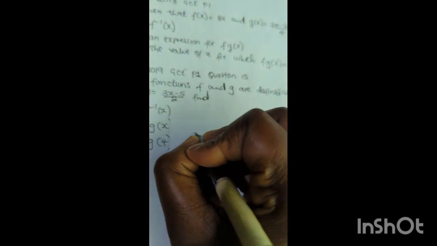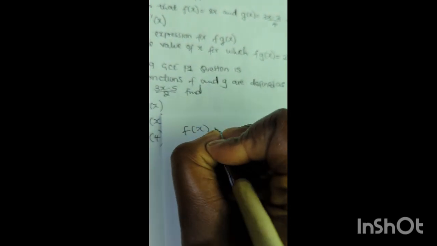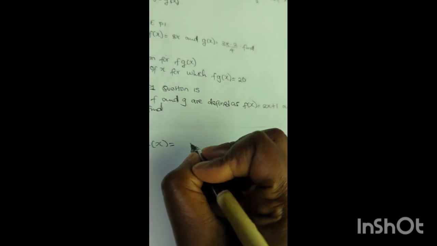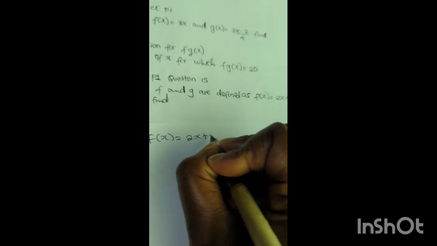Number 2 is you're going to replace f of x with y. The third step is you make x the subject of the formula. That's all. So what is our f of x? There it is. You write the original function. F of x is equal to 2x plus 1. Hope that's very clear.